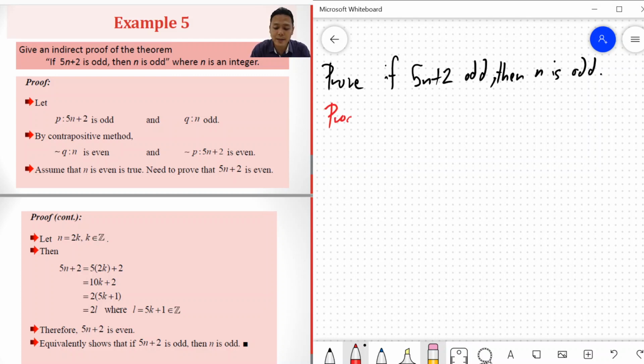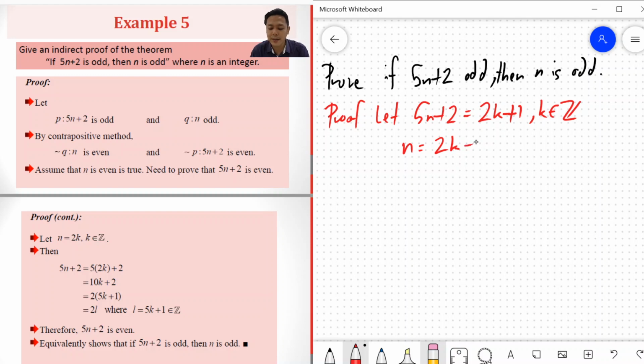Normally, I will use this. I let this 5n plus 2, I believe it to be some odd integer, 2k plus 1. And based on arithmetic operations, I need to find what n is. And n happens to be like this: 2k plus 1 minus 2, minus 1, over 5. And this is n. And n equals 2k minus 1 over 5.